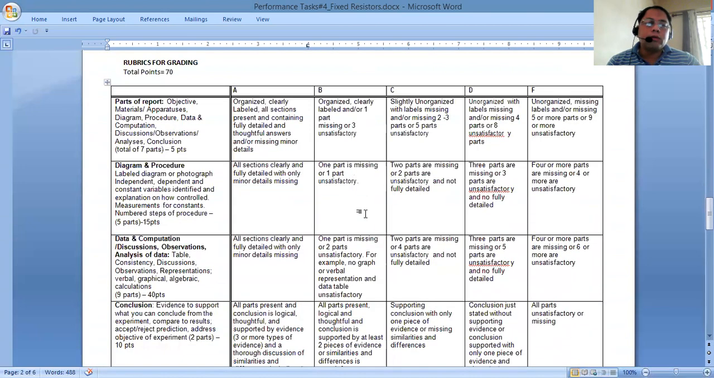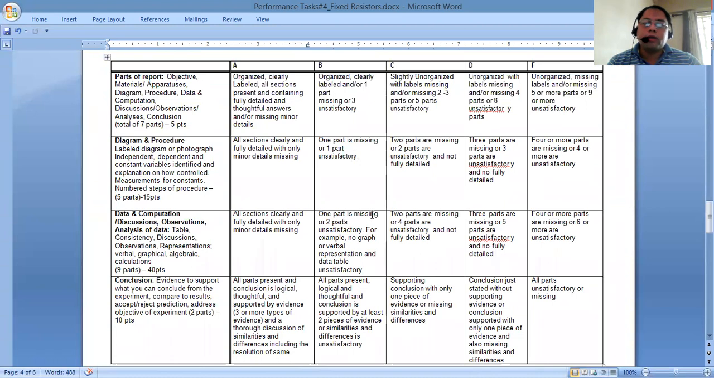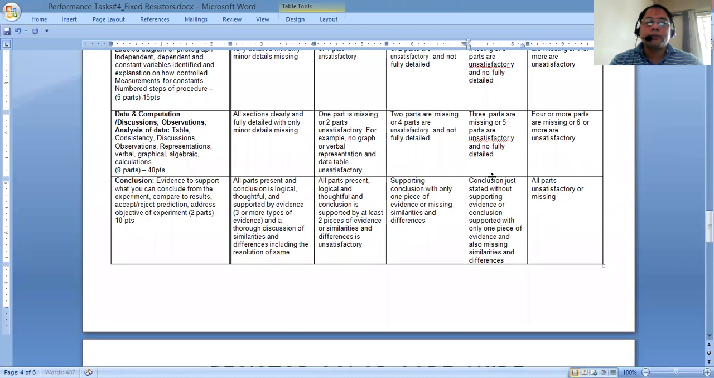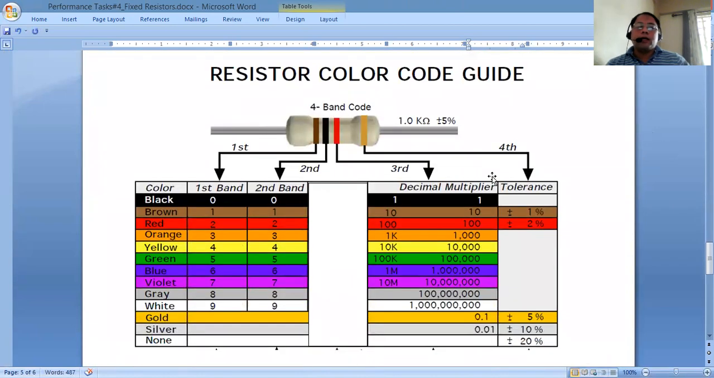Now, here is your rubrics. Please don't forget to read through the rubrics. You will have the opportunity to know what things you will be graded for. And next is the table or the resistor chart.